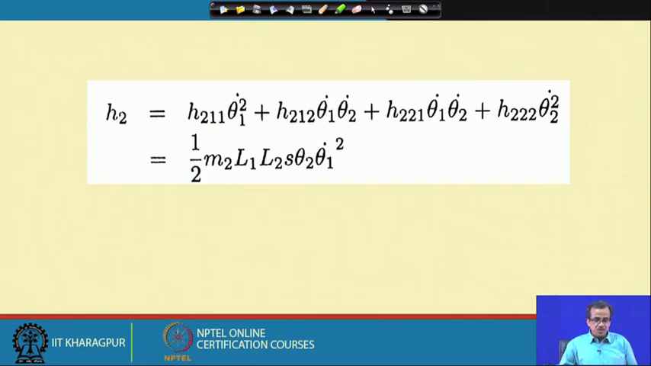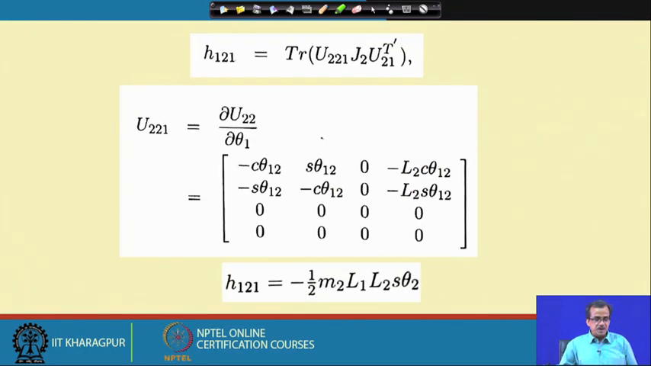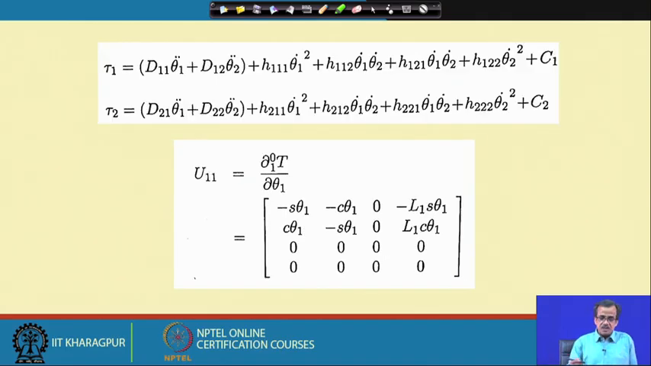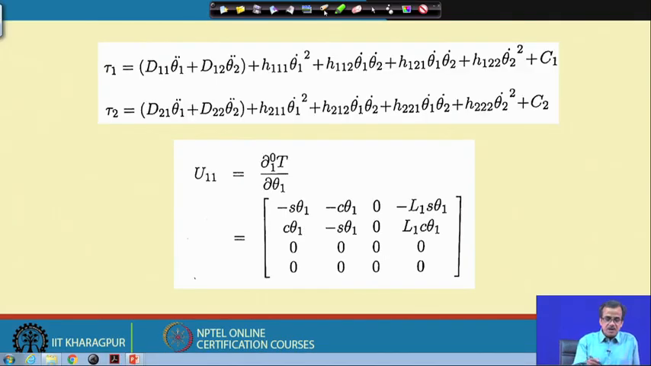The only thing which is left, if you see this particular expression, is for tau 1 and tau 2. So this is the expression for tau 1 and tau 2.